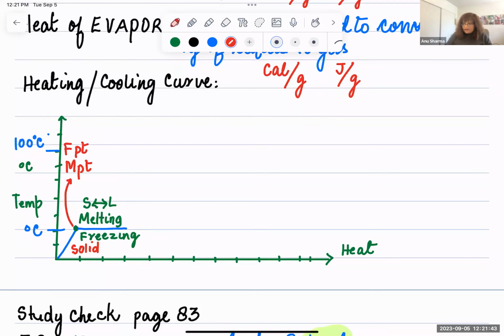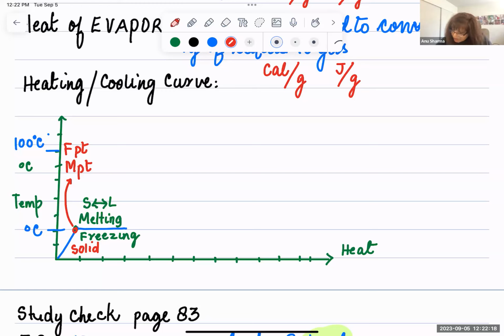Melting is when a solid becomes liquid, and freezing is when a liquid becomes solid. You see that? So the melting point and the freezing point are exactly the same place. If the heat is increased, then you are moving from left to right. But if the heat is decreased, then you move right to left. So the heating and the cooling curve shows the exchange of heat is the same, but the directions are different.